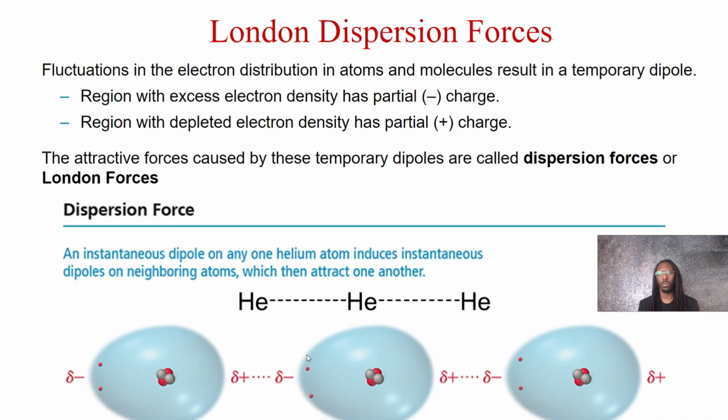Now, one thing about London forces that's going to be different from the other forces we talk about here is that everybody and their mama can have a London force, okay? So we're going to see polar molecules be able to have London forces, but also non-polar molecules are able to have London forces. That's because anytime you got this unsymmetrical density with our electrons, that's the reason why we could have these London forces. And we know that every molecule is going to have some type of electrons in some type of way. So there's a chance that they can have London dispersion forces.